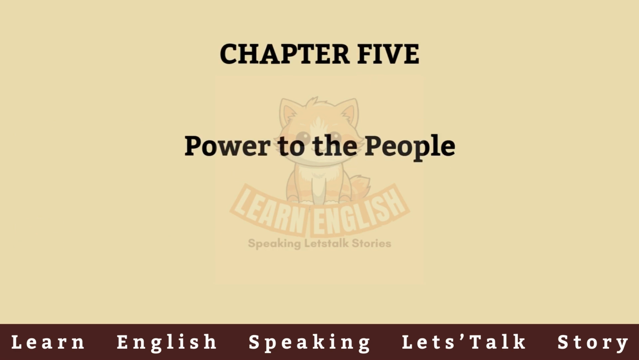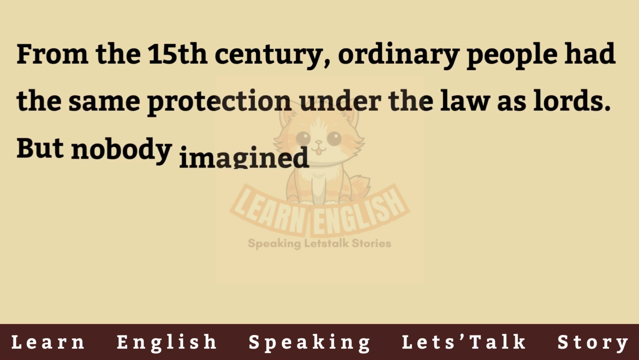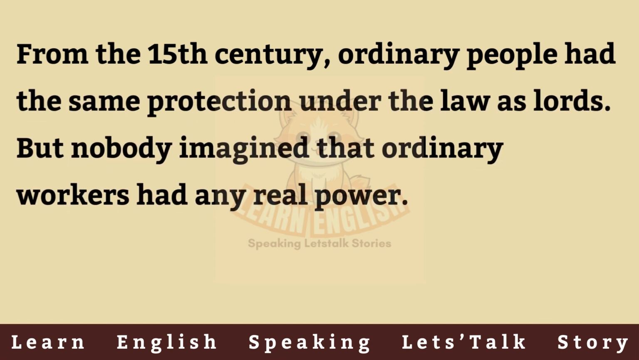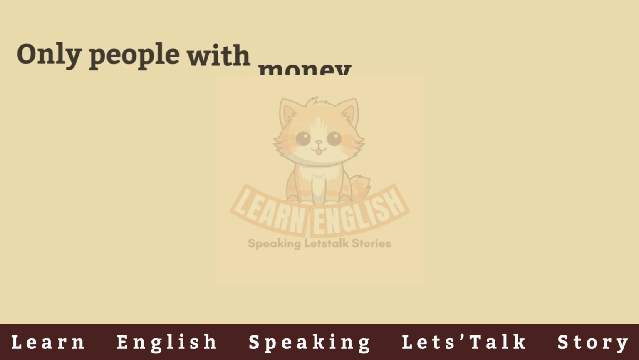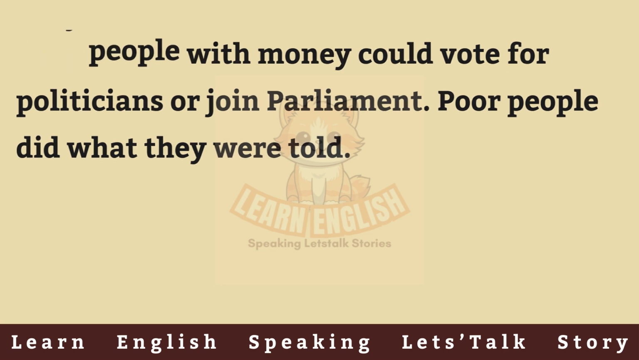Chapter 5. Power to the People. From the 15th century, ordinary people had the same protection under the law as lords. But nobody imagined that ordinary workers had any real power. Only people with money could vote for politicians or join Parliament. Poor people did what they were told.